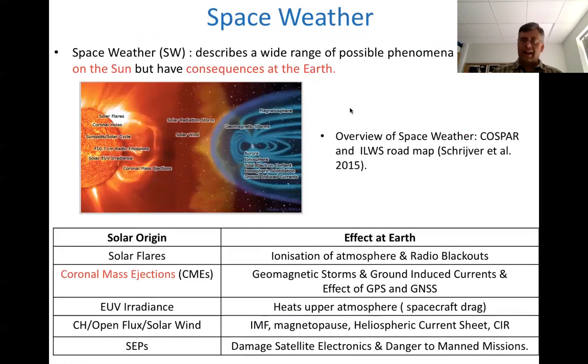Okay. So there's not enough time for me to discuss in detail all these space weather phenomena and their effect on Earth, but what I would recommend that people do in order to get more information on this is to consider the paper by Shriver et al. 2015, which gives a very good overview of space weather and how it can affect the Earth.